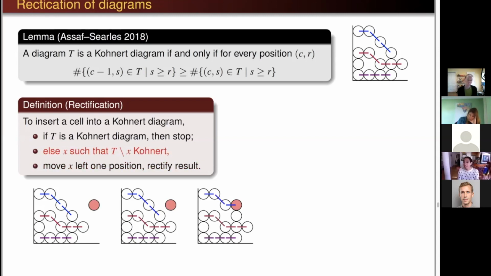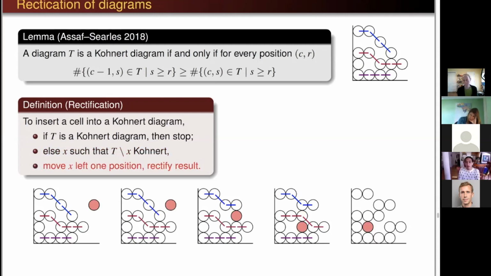Does it match? Yes, the bubble matches, but now this bubble doesn't. That's a bump. Okay, fine, move the bubble that doesn't match to the left. Okay, does everything match? Well, that bubble matches, but now this bubble doesn't. Fine, move it to the left. Okay, great. Does everything match? Yes, that's the end result of rectification.